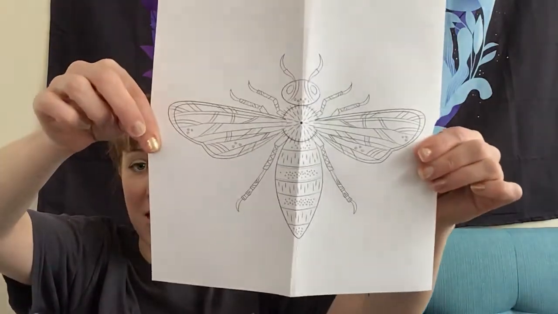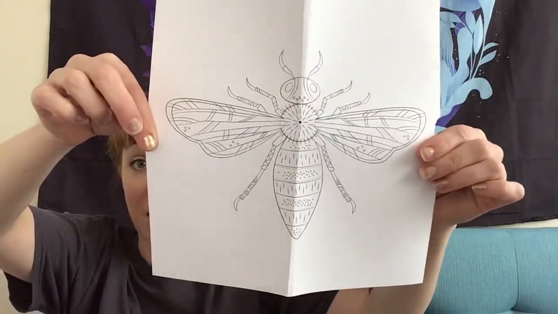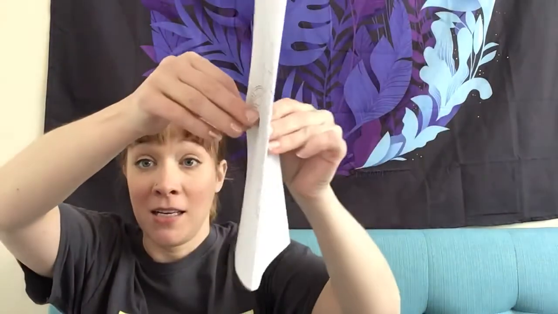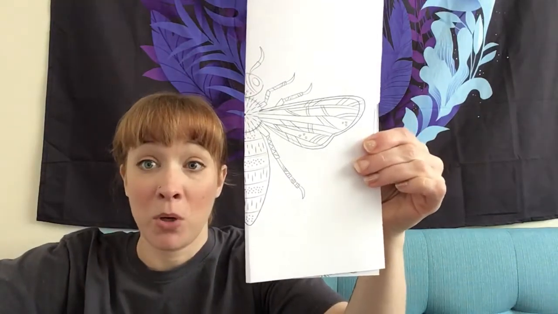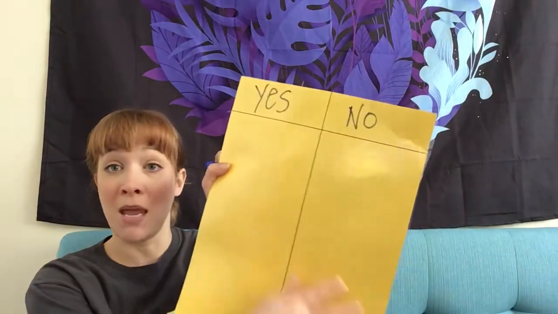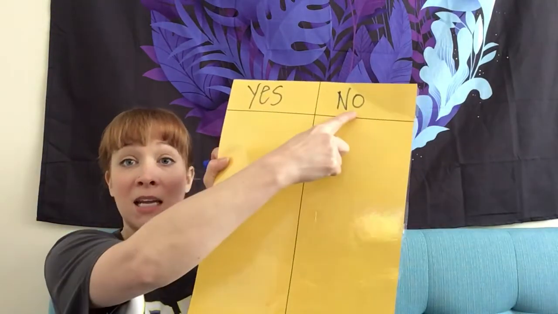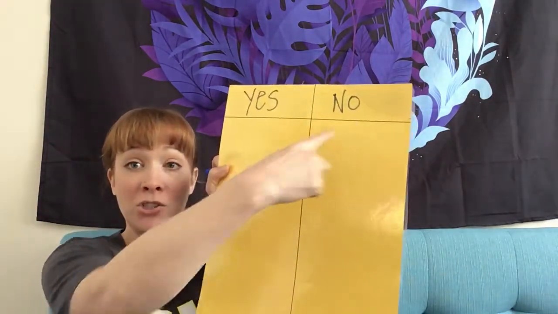I've got this insect. It looks maybe like a bee. If I cut it in half or fold it in half, does it look the same on both sides? What do you think? I think it does, right? So maybe we could make a list if you have a notebook. We could make a yes and a no on a T-chart.